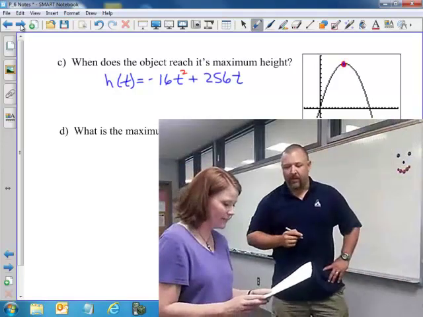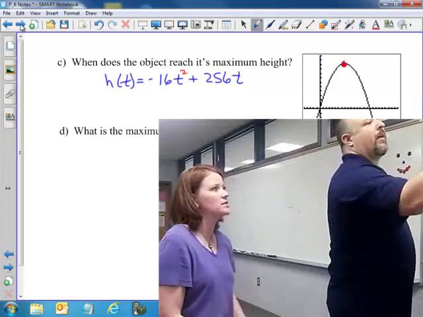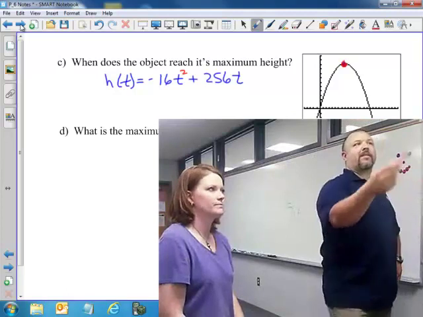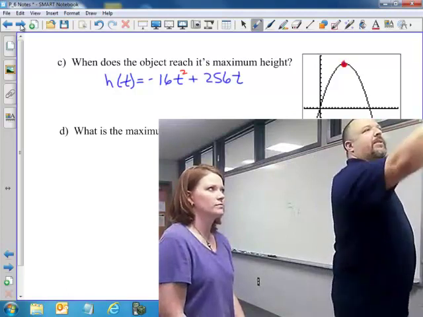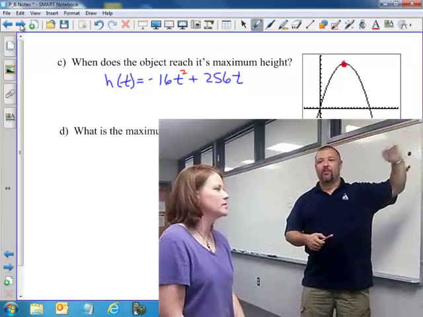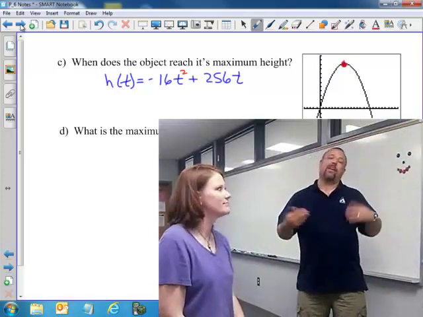Now, on the bottom of your calculator, it's going to give you an x and a y value of that maximum. I got them. They're 8 and 1024. So when your calculator calculates this maximum, it tells you that the x value is 8 and the y value is 1024. Correct. What is our answer to part C?